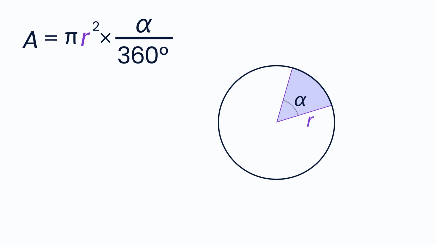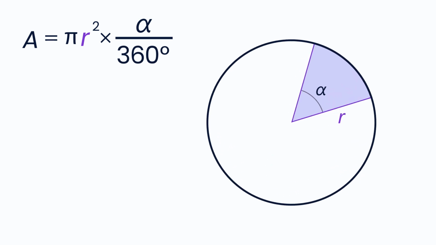Let's see what happens to the area of the sector if you increase the radius. The area increases as the radius increases. The formula also tells you this. As the radius r increases, you multiply by a bigger number. And so, the area A increases.